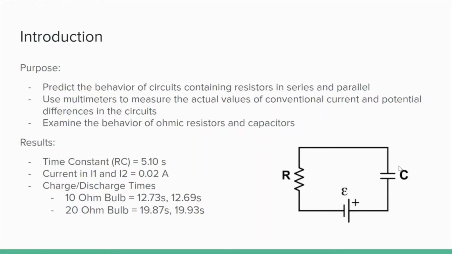The goal of this lab was to predict the behavior of circuits containing resistors in series and parallel, and use multimeters to measure the actual values of conventional current and potential differences in the circuit, while also examining the behavior of ohmic resistors and capacitors.